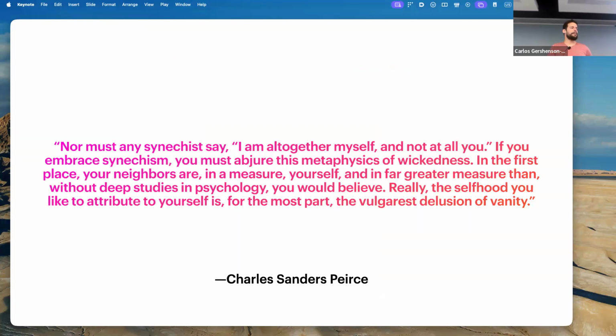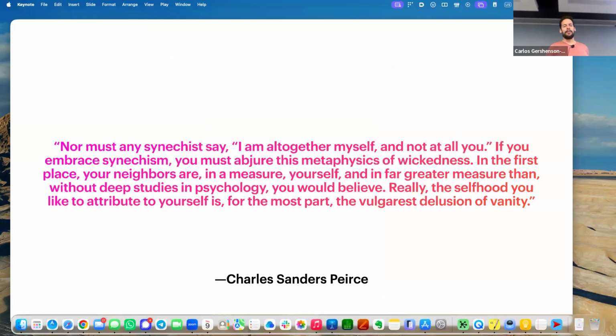I'll just read a quote. "Nor must any syncretist say, I'm altogether myself and not at all you. If you embrace synergism, you must abjure the metaphysics of wickedness. In the first place, your nerves are in a measure yourself, and in far greater measure than without deep studies in psychology you would believe. Really, the selfhood you like to attribute to yourself is for the most part the vulgarest delusion of vanity." Meaning that everybody around us defines who we are.